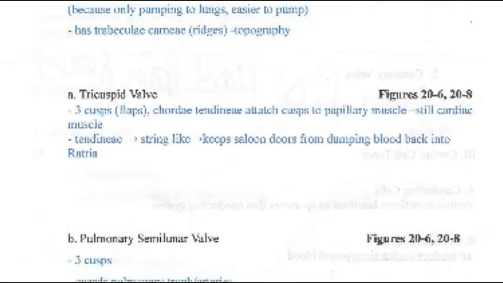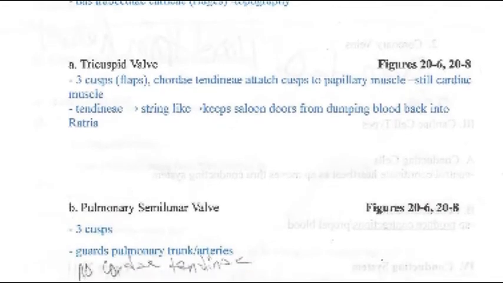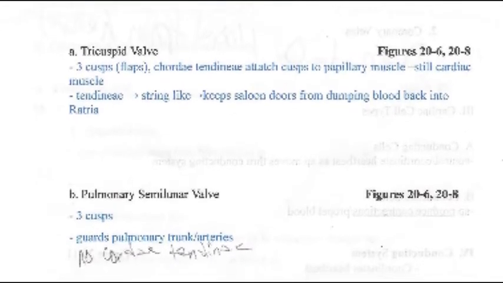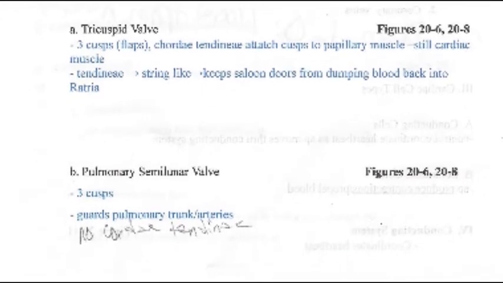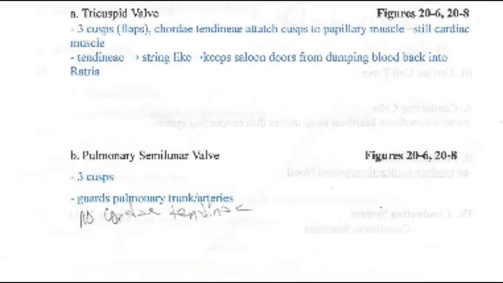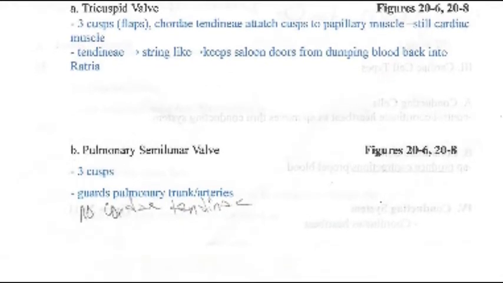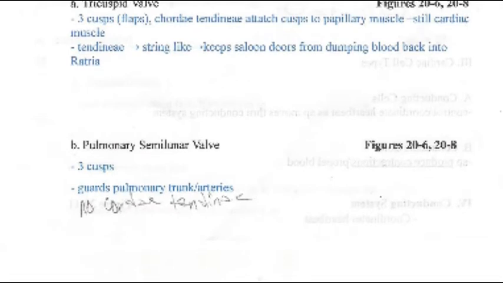The tricuspid valve has three cusps. The chordae tendineae attach cusps to papillary muscle. The tendineae keep blood from dumping back into the right atrium. Pulmonary semilunar valve. This has three cusps and guards the pulmonary trunk and arteries. It has no chordae tendineae.